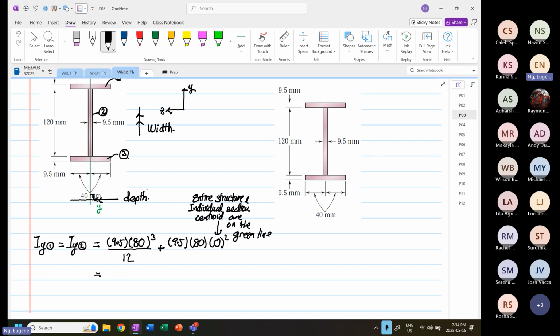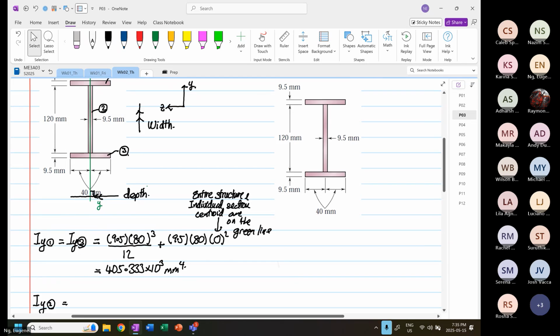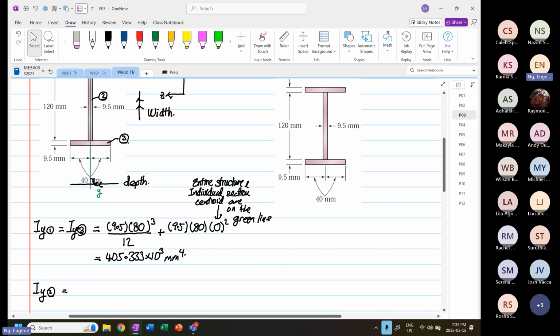So immediately from here, we can formulate that this will be equal to 9.5 times 80 to the power 3 divided by 12, which is equal to 405.333 times 10 to the power 3, and this will be in millimeter to the power 4. Then the next thing we do is we want to find IY2. The width will be 120.